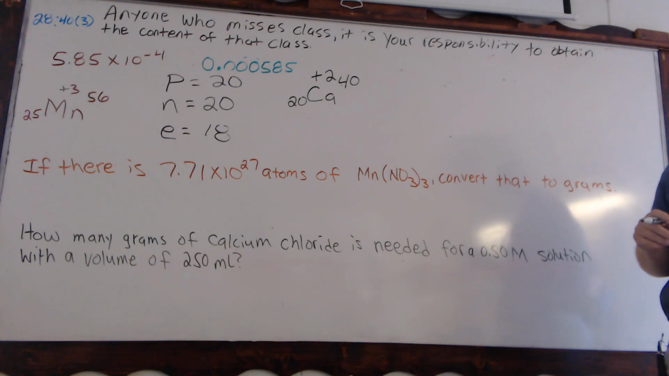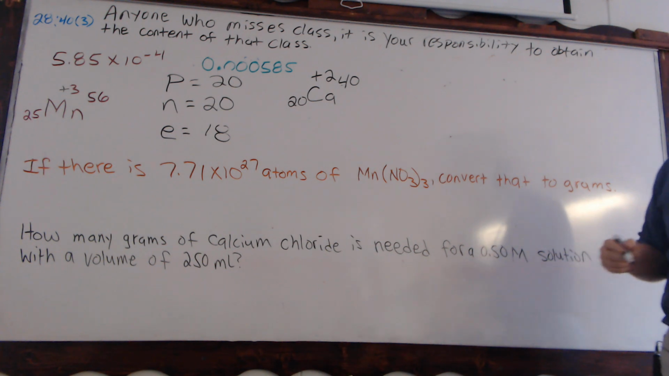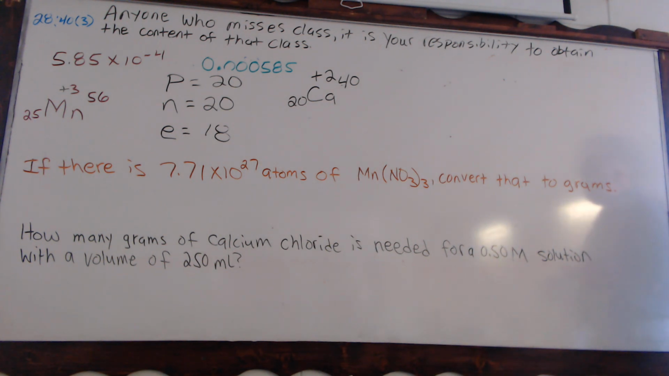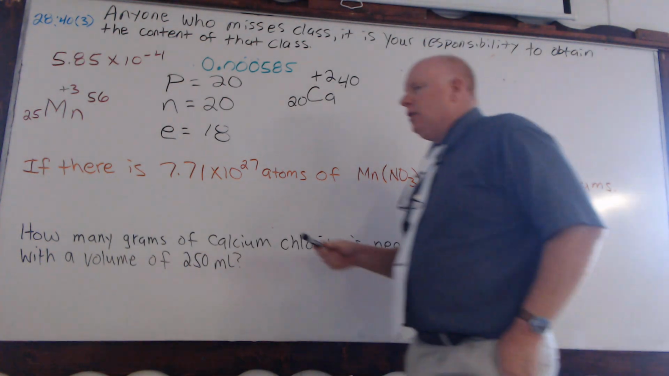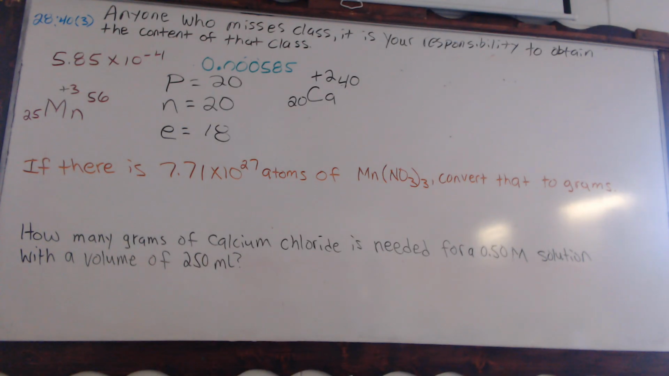All right. Next problem. It says, if there is 7.71 times 10 to the 27th atoms of manganese 3 nitrate, convert that to grams. Okay? So I think some of you may have some confusion. How do we know where to start in this problem? There's only one number you're given, and that's the one in scientific notation.